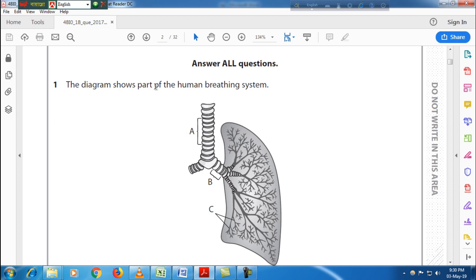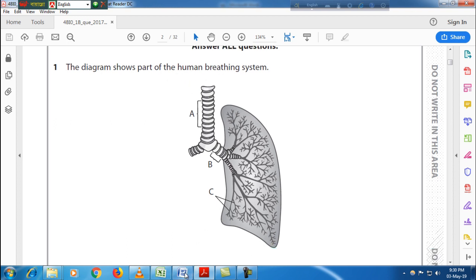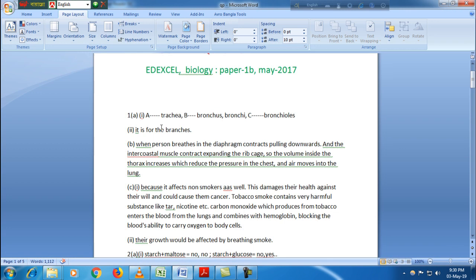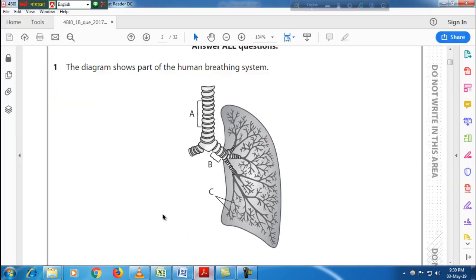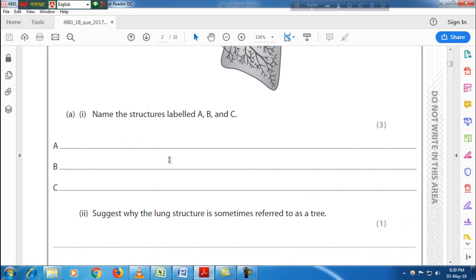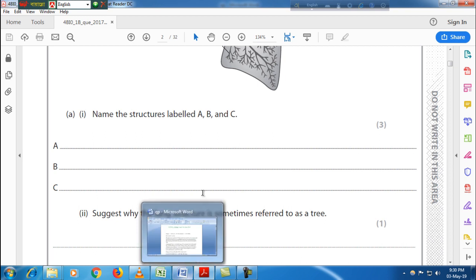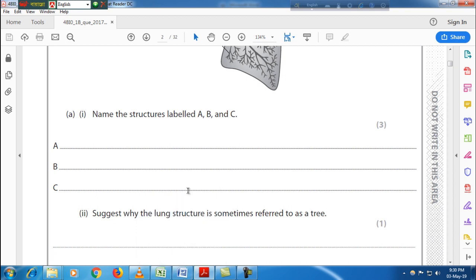So let's start. First, question number 1. The diagram shows part of the human breathing system. Name the structures labeled A, B and C. So we know A is trachea, or we can say windpipe, B is bronchus or bronchi, and C is bronchioles.